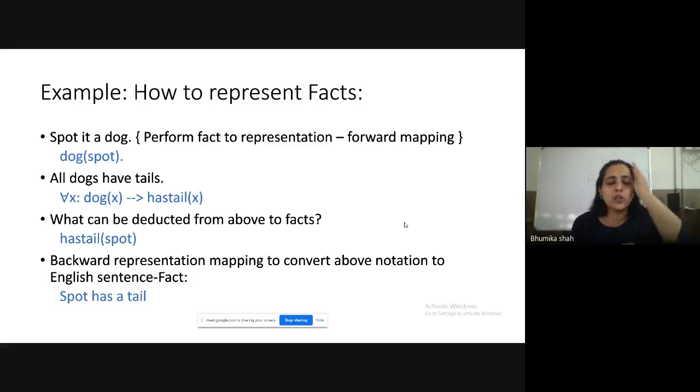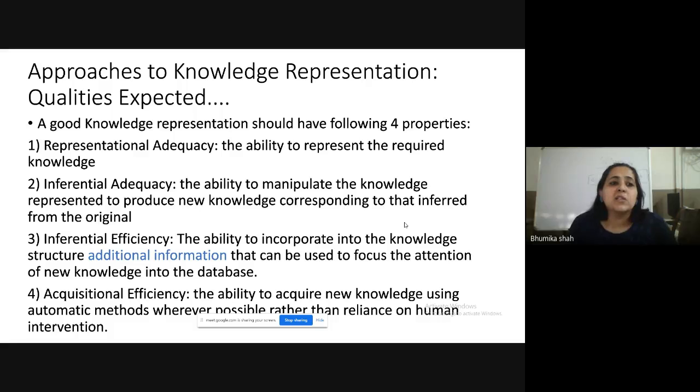So whenever we are going to represent our facts, we are going both ways. First of all, we'll have forward mapping. We will deduce something, and then we are going to have backward mapping as well. So forward mapping is converting facts to representation, and backward mapping is converting representation to facts. Simple, right? Okay. Now, this is something which has been asked many times in GTU question papers for 7 marks. So please focus properly.